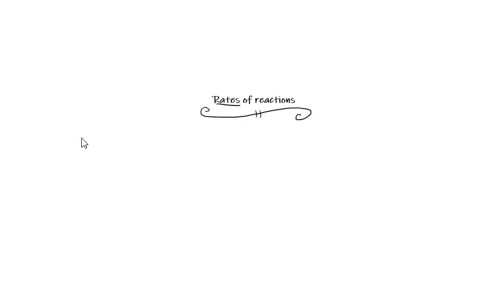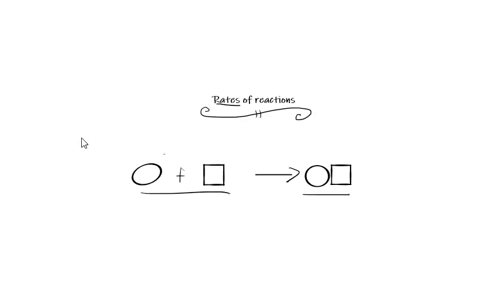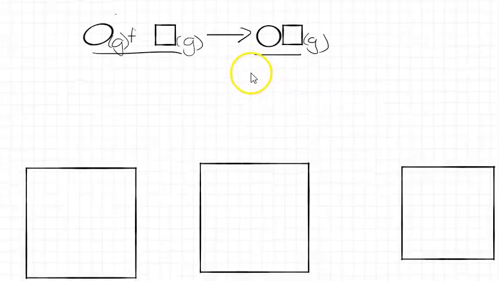So let's say we've got some reactants: a circle and a square. When these two react together, we get the complex compound called circle square. So we've got the reactants on this side and the products on this side. If the circle and the square were both gases, and the product was a gas, how would that look in a reaction chamber?